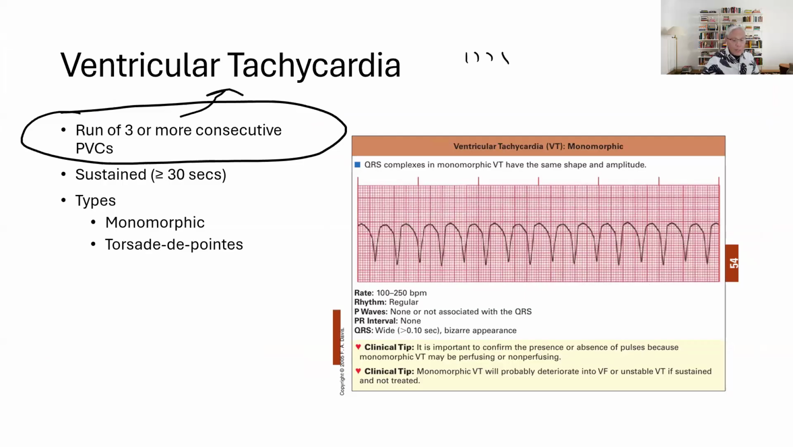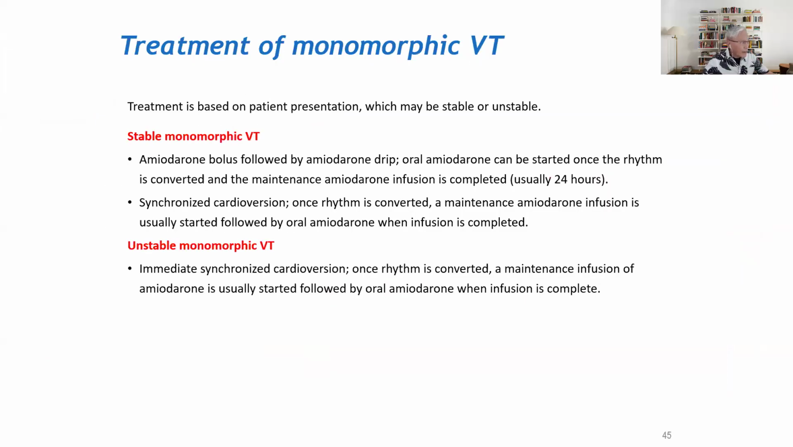All right. So what is the treatment of ventricular tachycardia? Well, amiodarone usually is given if the patient is going to be stable. And cardioversion is also going to be an option, particularly if the patient is unstable. Unstable means to say the patient has CASH.